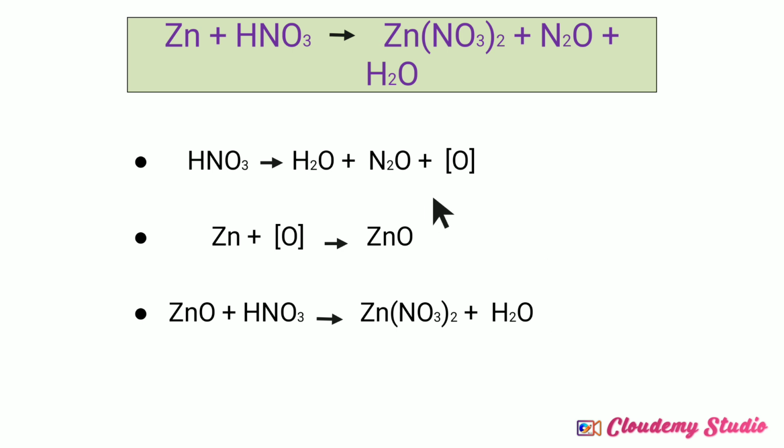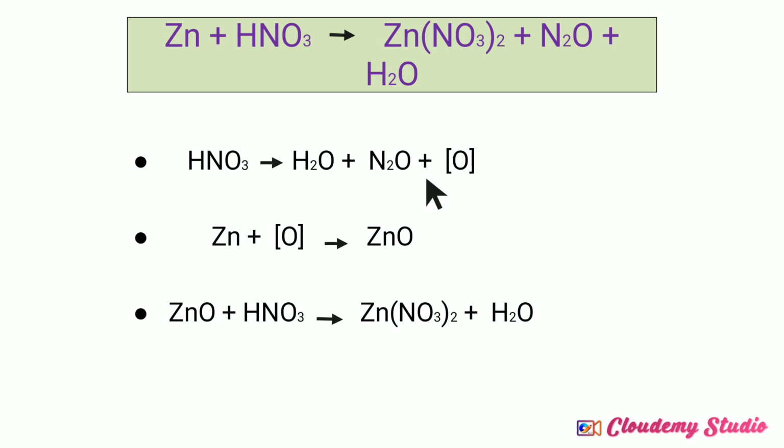In the first step, the nitric acid decomposes to water, nitrous oxide and nascent oxygen. In the second step, the zinc, one of the reactants, is oxidized by this nascent oxygen to zinc oxide. The zinc oxide obtained in the second step reacts with the nitric acid, and this reaction is a neutralization reaction. As a result, we get the salt and water, that is zinc nitrate and water.